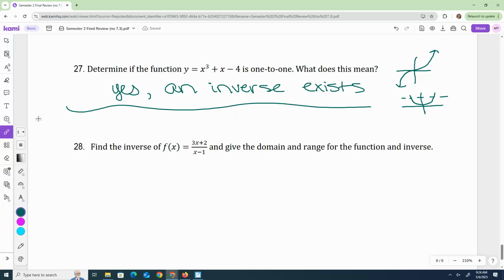What if I had said my function was x squared plus x minus 4? Would that be one-to-one? No, because of the square. So that one would be not one-to-one, so that means there is no inverse. And the idea is inverses flip x and y. And so if you have a place where the y's repeat, when you find the inverse, x would repeat and it wouldn't be a function.